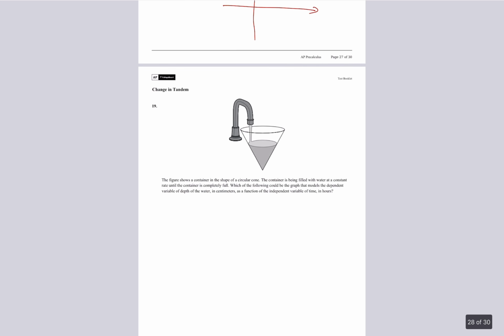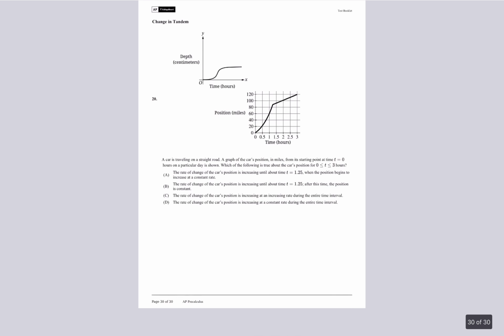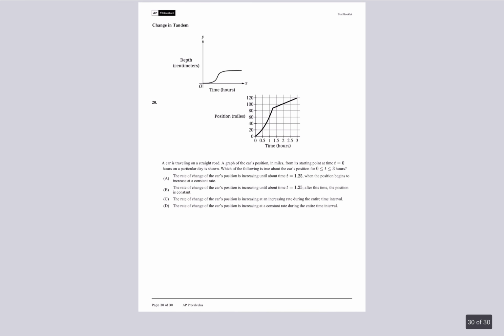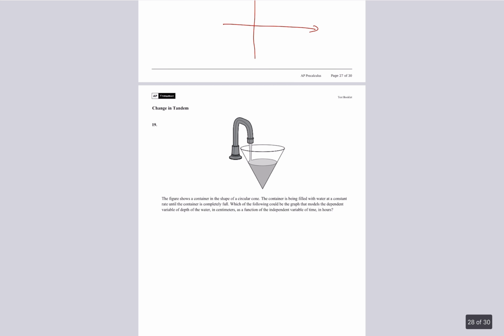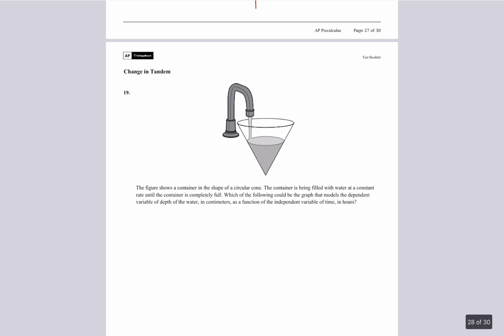Okay. Moving on, we have 19 and 20, and that is simply it. With question number 19, the figure shows a container in the shape of a circular cone. The container is being filled with water at a constant rate until the container is completely full. Which of the following could be the graph that models the dependent variable of depth of the water in centimeters as a function of the independent variable of time in hours? So independent is t and depth is simply y.